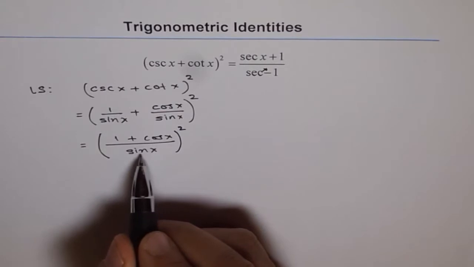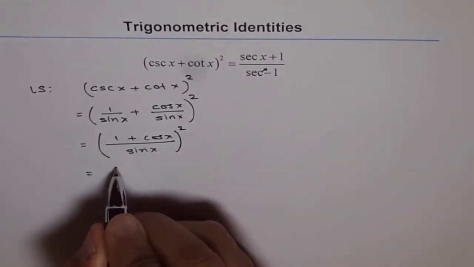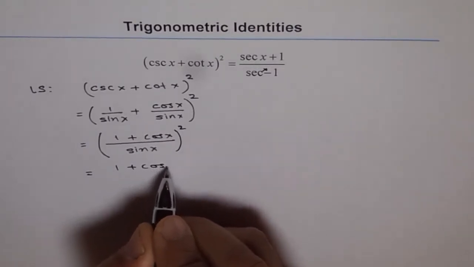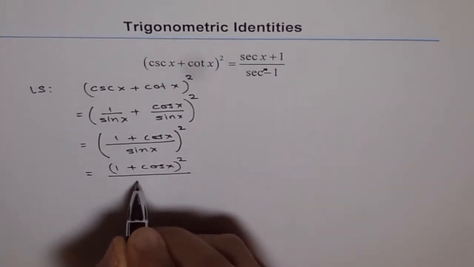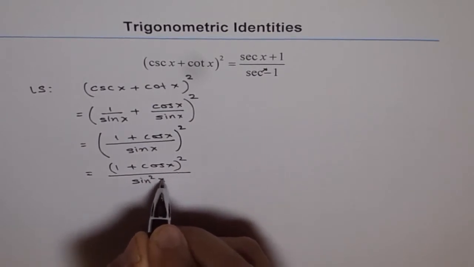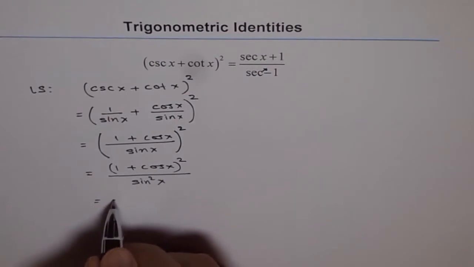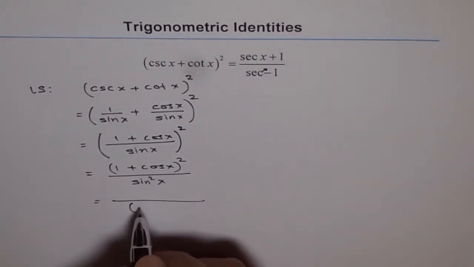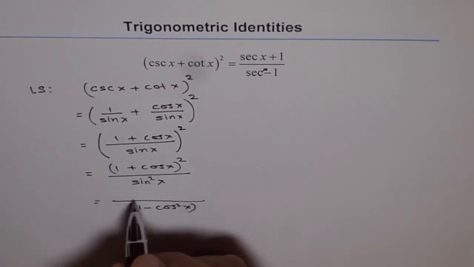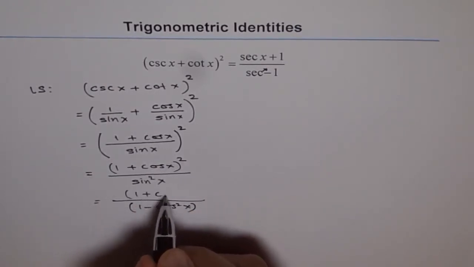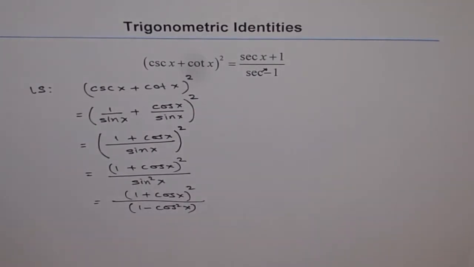So now let's open the bracket. This becomes a square. Let me write this as first 1 plus cos x whole square divided by sine square x, right, since this was a square. Now I can write sine square x as 1 minus cos square x, and then I have 1 plus cos x whole square in the numerator, correct?